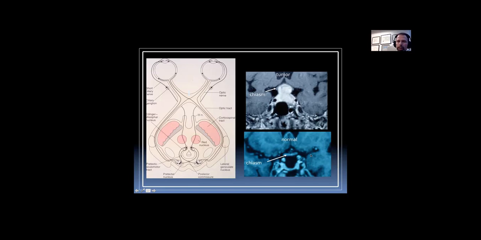Just for comparison, here's a more normal looking chiasm, the way it should appear. This is actually a partially empty sella. You may have heard that term. Here's the pituitary gland down here. This would be termed a partially empty sella, which can be a very normal finding.